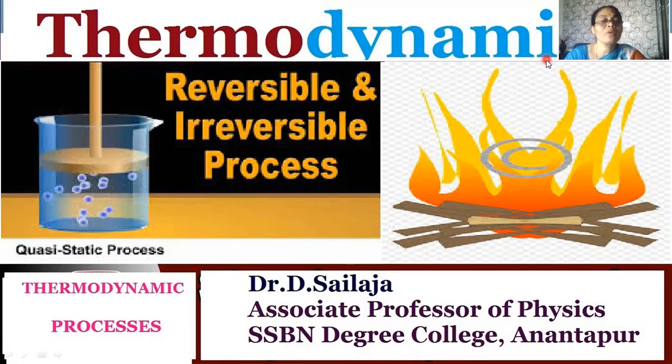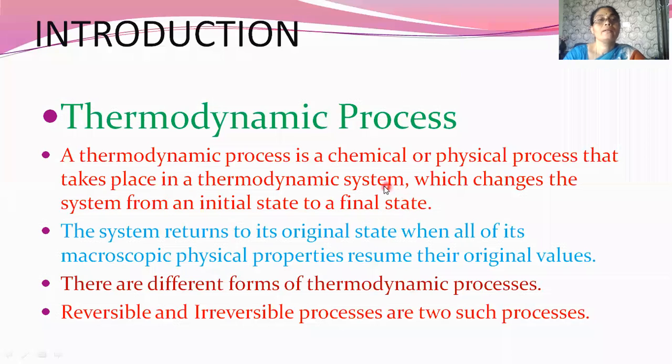In this series of thermodynamic processes, we are going to study another two processes, namely reversible and irreversible process. First, let's see what is meant by a thermodynamic process. We have seen in the previous series also, a thermodynamic process is a chemical or physical process that takes place in a thermodynamic system which changes the system from an initial state to a final state. Here, the system returns to its original state when all the physical properties resume their original values.